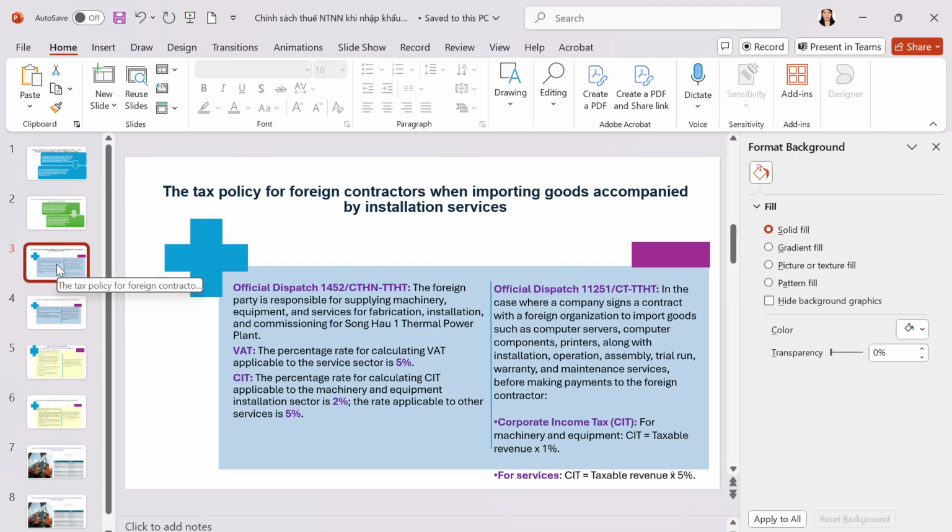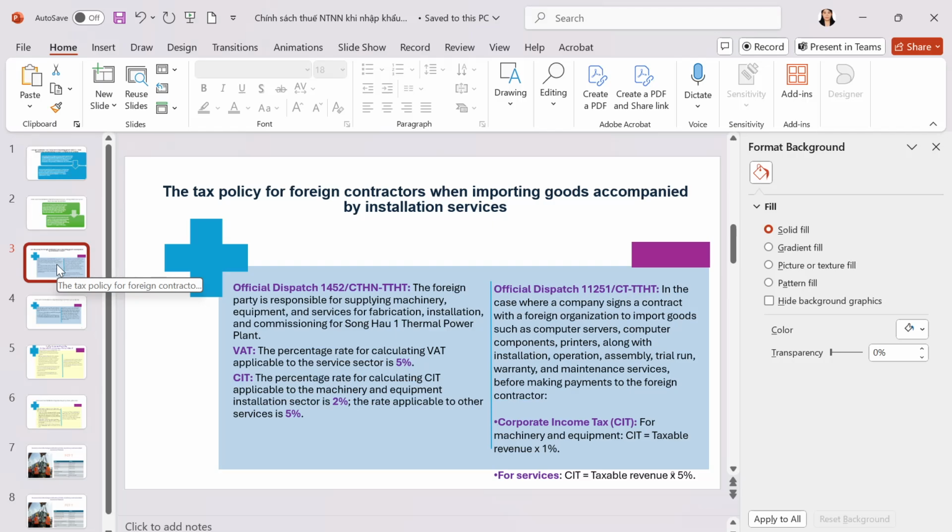1452. The foreign supplier is responsible for supplying machinery, equipment, and services for fabrication, installation, and commissioning for the power plant. So in this case, we can understand that the VAT rate applied to the service sector would be 5%. And for CIT, the FCT rate would be 2% for machinery and equipment installation, while 5% would be applied to other services.